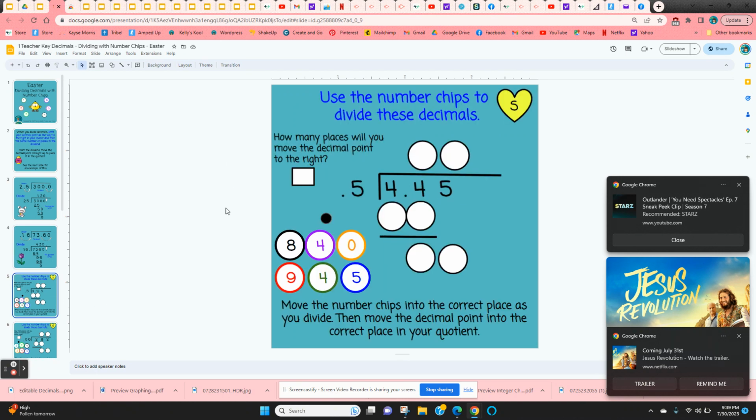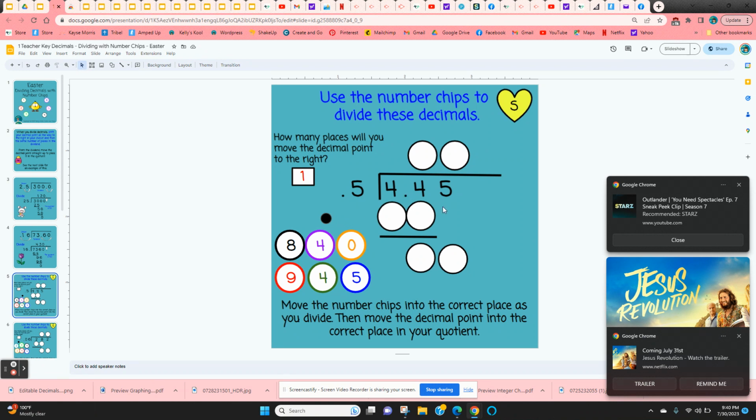Students are going to start on slide 5. They're going to be moving these number chips into the correct place to do their division. They've also got a movable decimal point to place in their answer. So the first thing it asks them is how many places to the right are we moving the decimal point? Well, we look at the divisor and we know that we're going to move it all the way to the right, which is one place to the right. So they type in a 1. That'll help them in their answer when they have to place that decimal point.